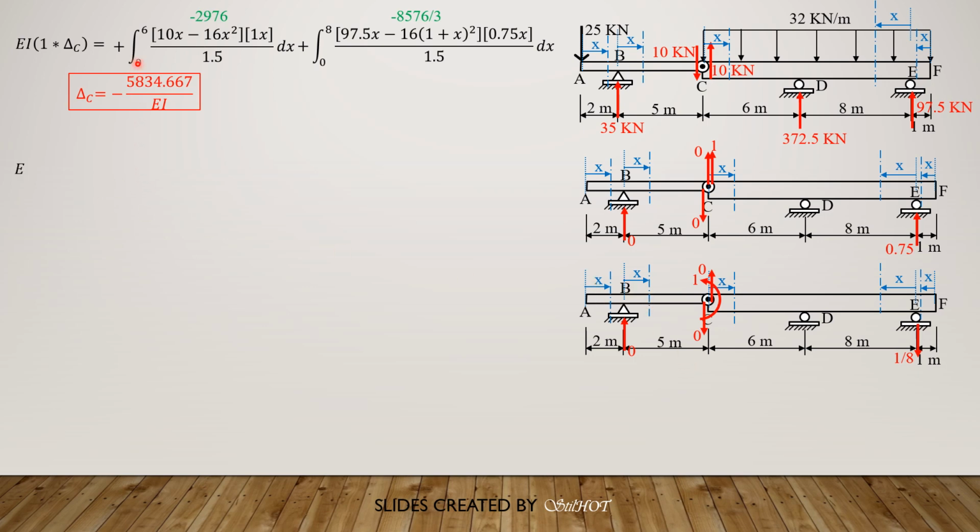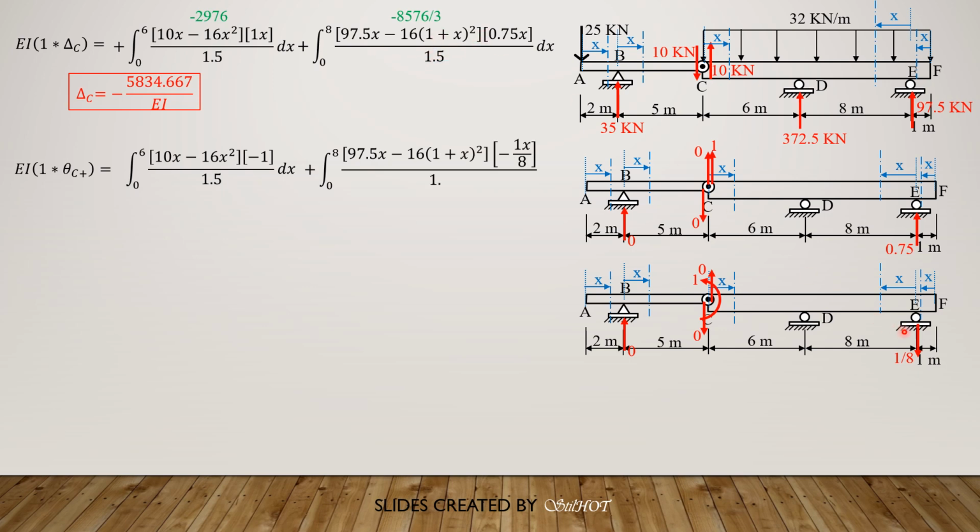So integral from 0 to 6 of quantity 10x minus 16x squared. Then the moment is negative 1. We replace that by negative 1 because it is counterclockwise. Clockwise, supposedly, the moment should be positive clockwise if the section is at the left. So negative 1, then plus for this last section, integral from 0 to 8 of 97.5x minus 16 times (1 plus x) squared. Then the moment is negative 18x over 1.5.